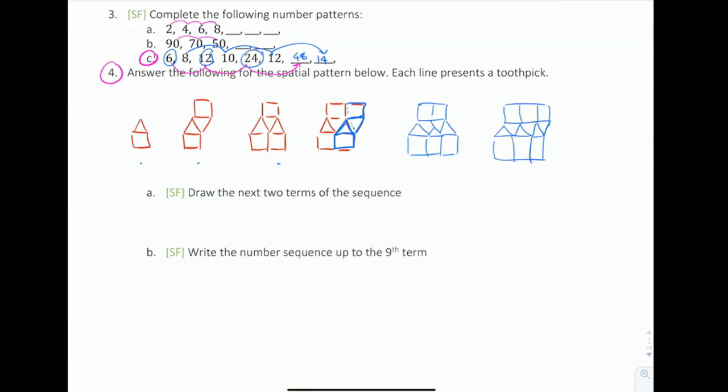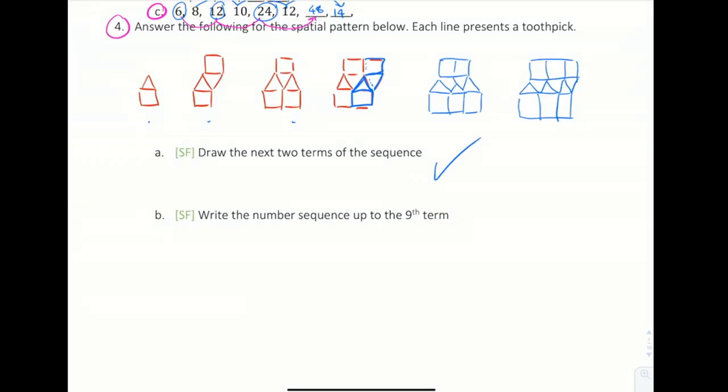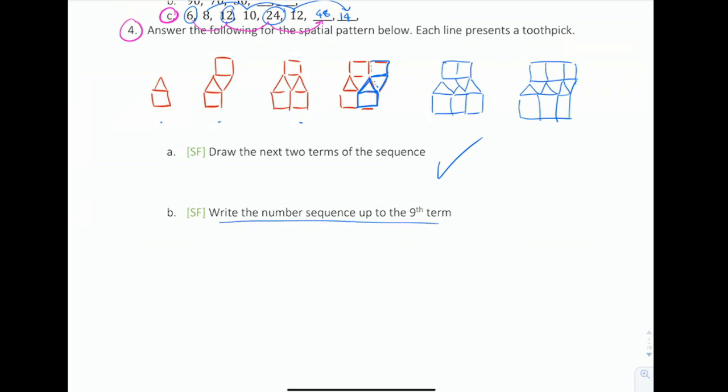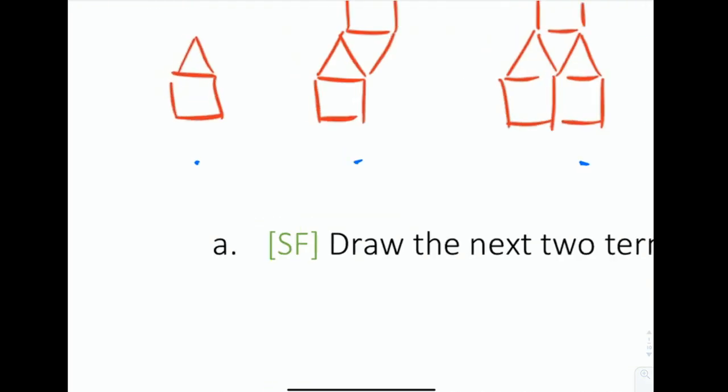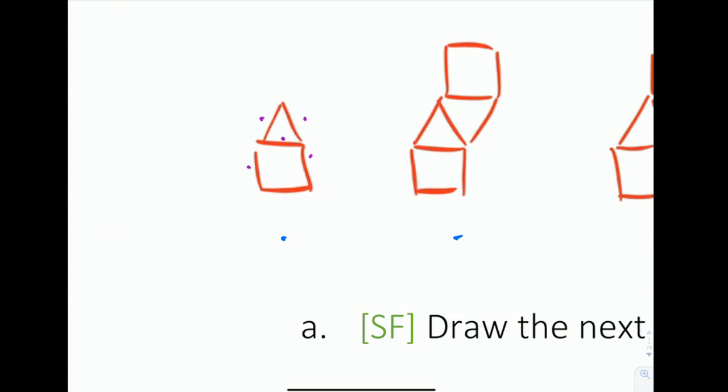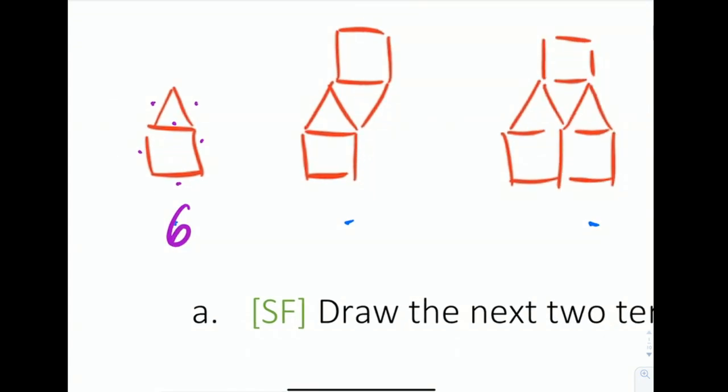There we go. So that's that one there. Write the number sequence up to the 9th term. So the number sequence is how many toothpicks. So let's have a look at what we've got. So in this one here, I've got 1, 2, 3, 4, 5, 6. So I've got 6 edges or 6 toothpicks.